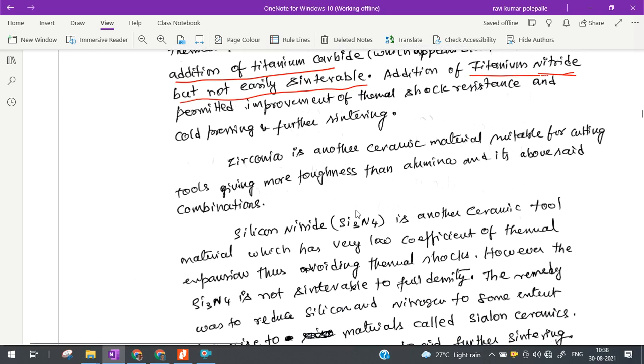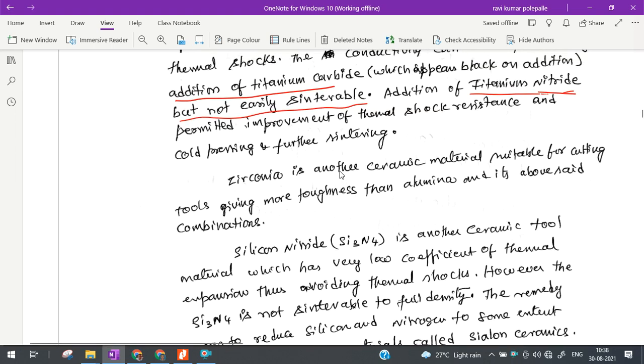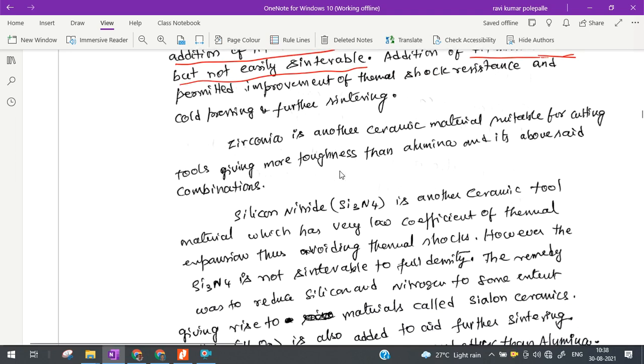Zirconia is another ceramic tool material suitable for tools, giving more toughness than pure alumina. If we add this zirconia to alumina, then the tool material which we get is going to give more toughness than alumina, but not as hard as alumina. So this is the zirconia alumina combination, right?